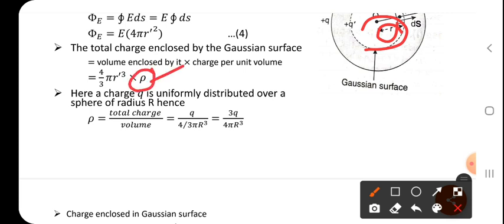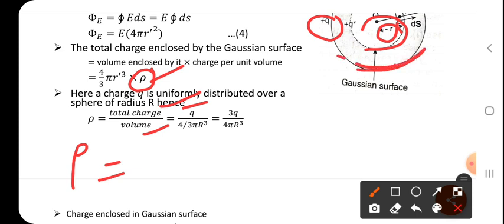Again, rho is the charge density, which can be written as total charge by total volume. Total charge on it is plus q, means q only, right? Total charge on the surface, by the volume of the actual sphere. What is the actual sphere's volume? 4 by 3 pi r cube, and it is written like this. Okay, so finally, 3q by 4 pi r cube is written like this.